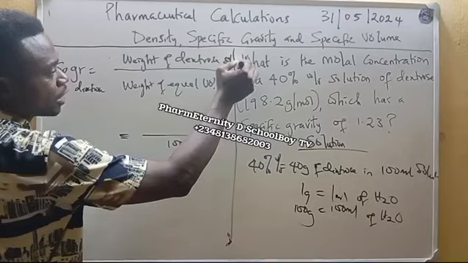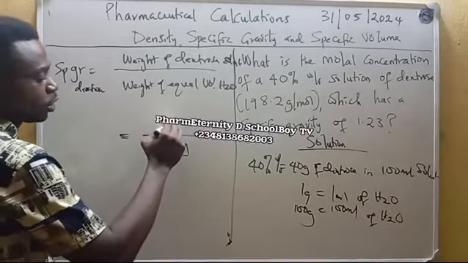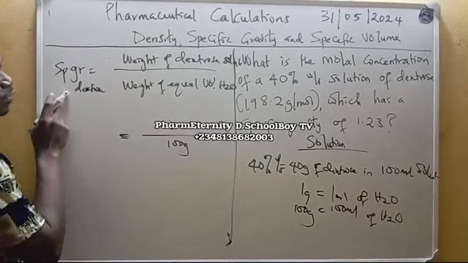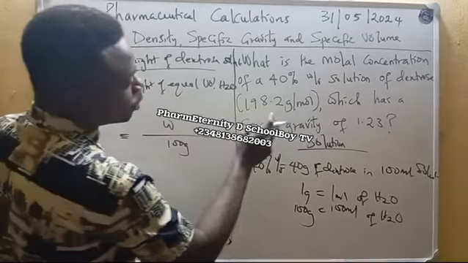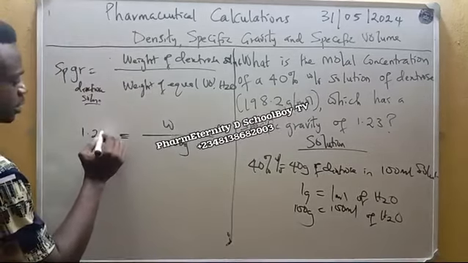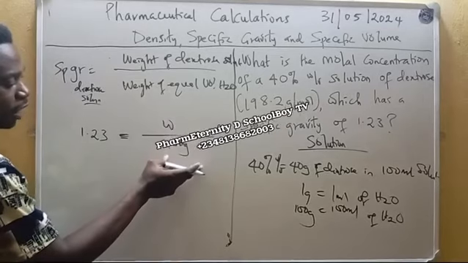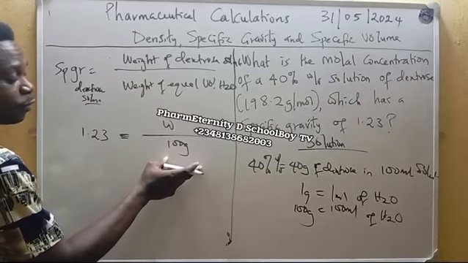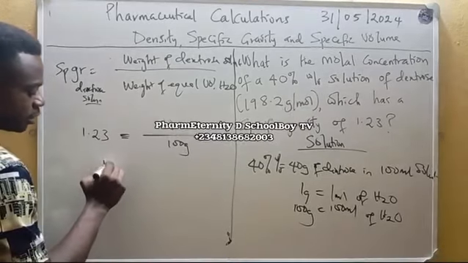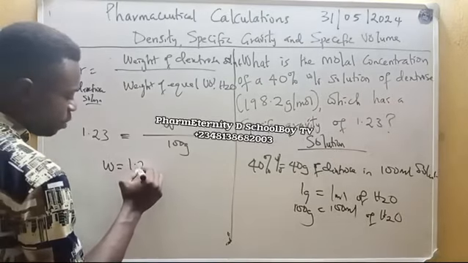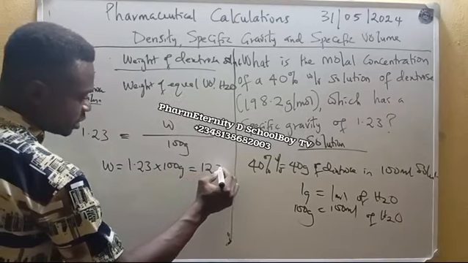This is solution, so not solid one. Weight of the dextrose solution, we don't know, we call it W. Specific gravity of dextrose solution, we are given as what? 1.23. So 1.23 is equal to weight of the dextrose solution over 100 gram, which is weight of equal volume of water. We make this W the subject of the formula. W is now equal to what? 1.23 times 100 gram, which is 123 gram.